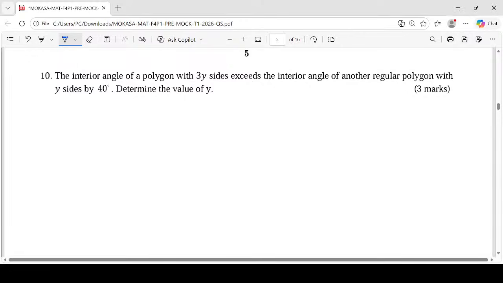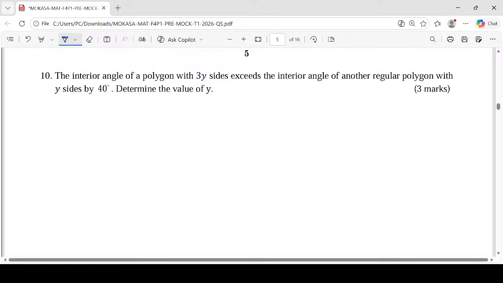The interior angle of a polygon with 3y sides exceeds the interior angle of another polygon with y sides by 40 degrees. Determine the value of y. Ladies and gentlemen, we have to agree here. These are the number of sides. We are supposed to determine the value of y.